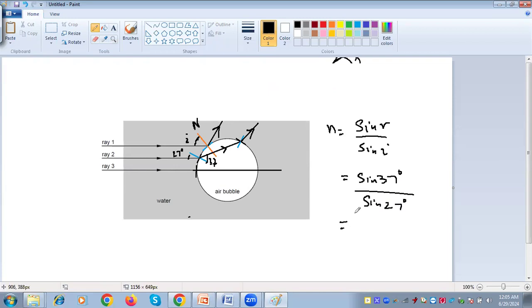Let us check what answer comes. 937 divided by... 1.325.